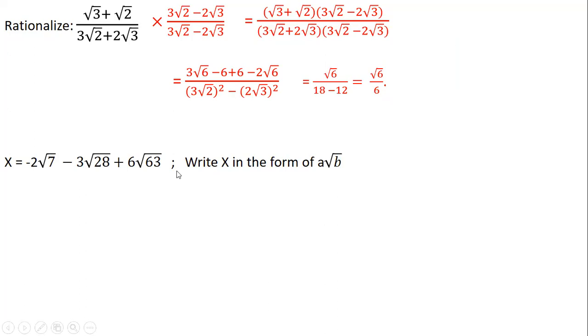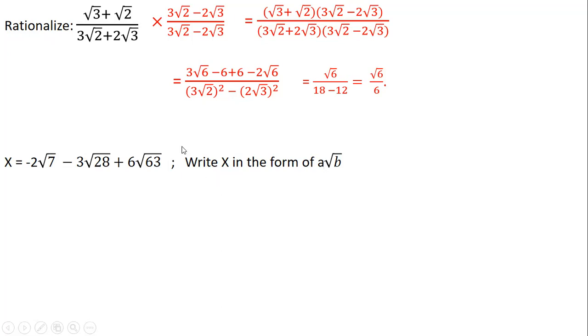Now, in the second one, of course, this is something we have learned in the real numbers lesson. We have this expression. In it, we have radicals. Always here the question is, write x in the form of a radical b. So my answer should be one radical with a radicand and a number. Of course, this number outside might be positive or negative.